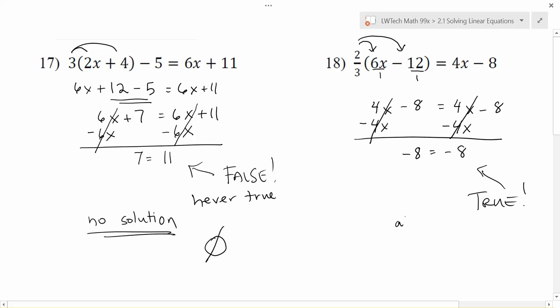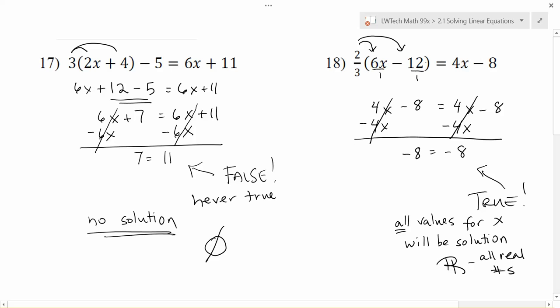So in this particular case, all values for x will work. All values for x will be solutions for this system. Another way that you may see this written is like this, and what this means is it's a symbol for all real numbers. That means you could put any number in here for x you want.